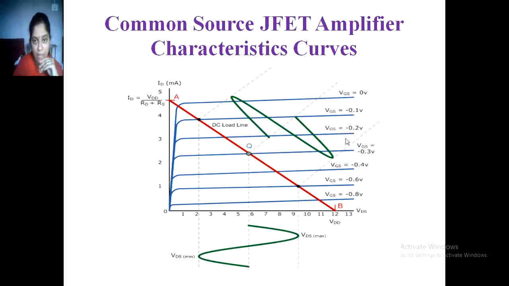Here the amplifier output is also shown, that is the VDS. For the negative cycle it generates the positive, and for the positive cycle it generates the negative.